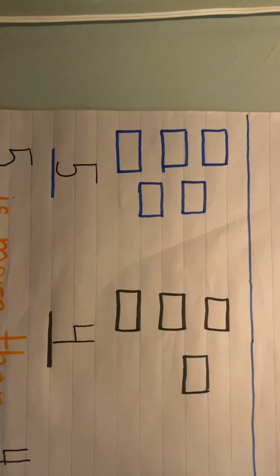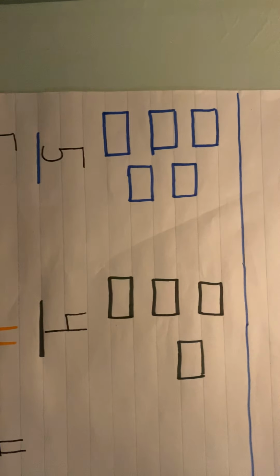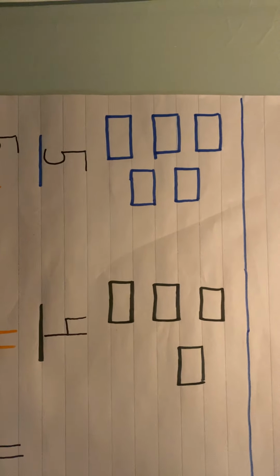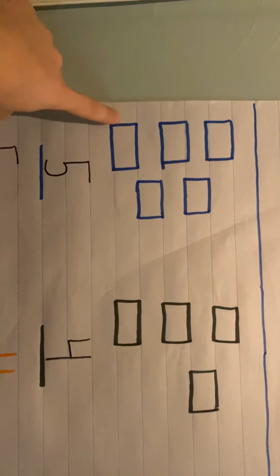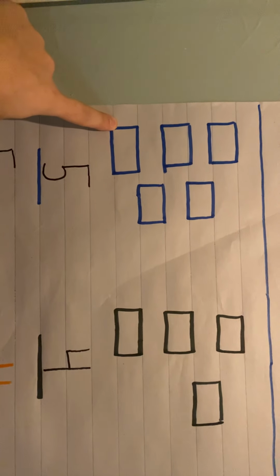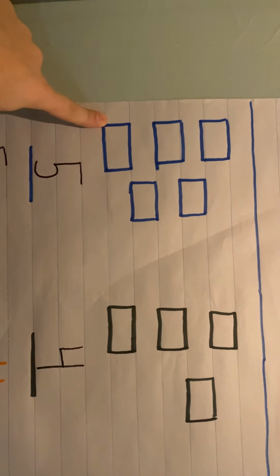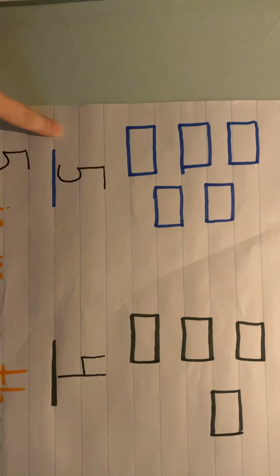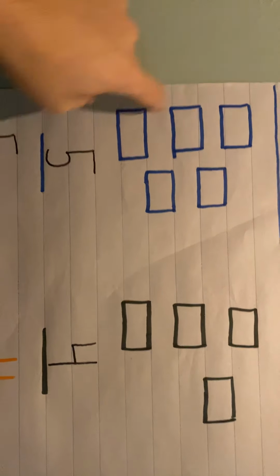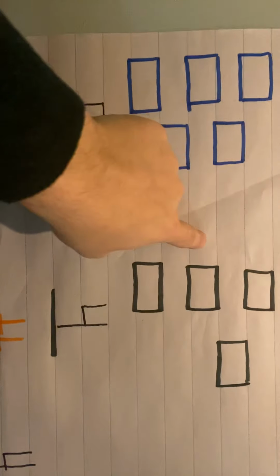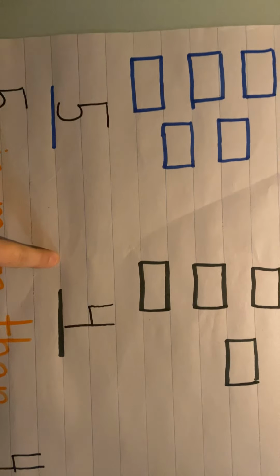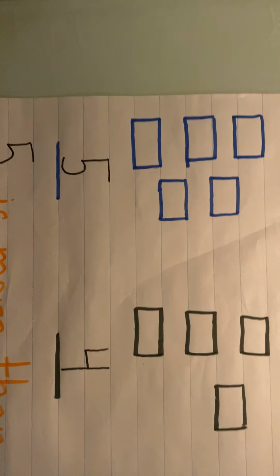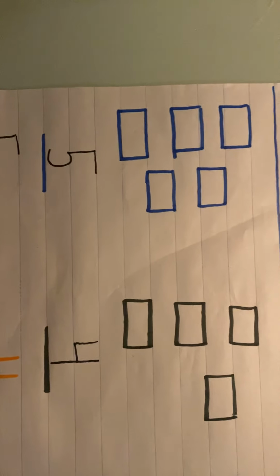So just to review, which colored rectangle had more? Did the black have more? Or did the blue have more? Well, what can help us is by looking at the numbers. So blue had 5 and black had 4. So which had more? The blue ones. Great job, friends.